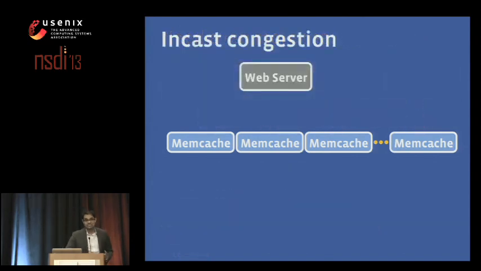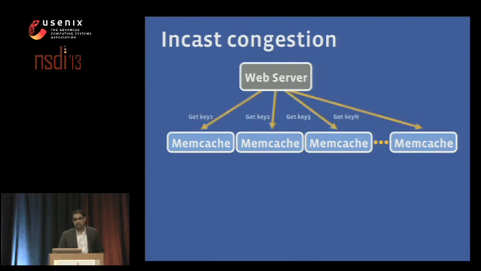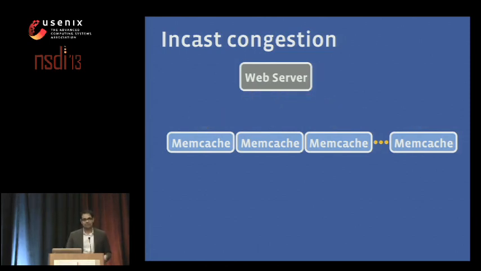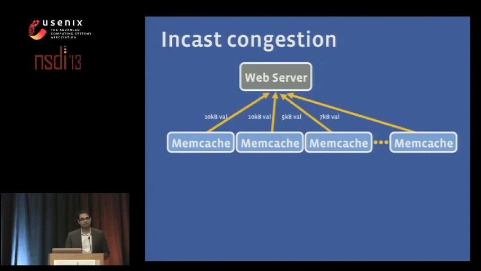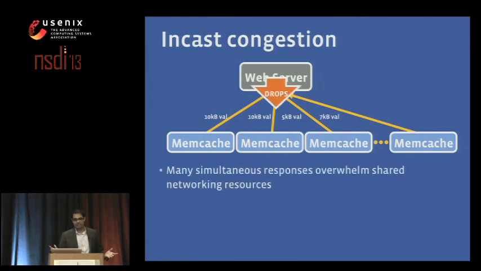One of these problems, not all of them, but one of these problems, is what we term in-cast congestion. We issue a wide parallel fetch to many servers. Memcached thinks for a couple of microseconds and returns the value. When all the values come back to the web server, they overwhelm shared networking resources at the client side, not at the server side, and you start to see packet drops.